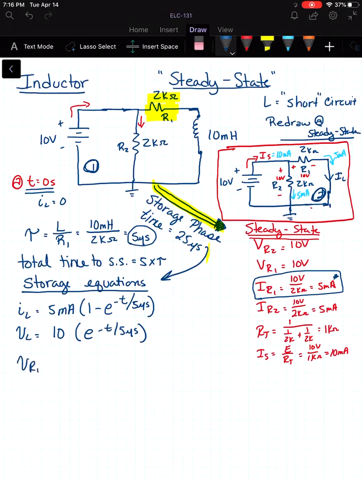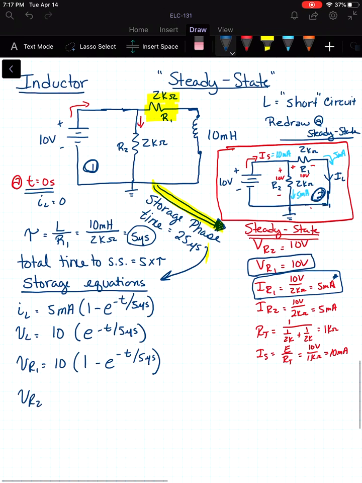And then the voltage drop across R1. We're starting at 0 current through R1, so that would mean we're starting at 0 volts. And then we're gradually going to get to the point where we've got 5 milliamps of current through R1. So eventually, at steady state, we'll see that we have 10 volts across R1, but it's going to start at 0 and go to a maximum value, which is 1 minus e to the minus t over tau.